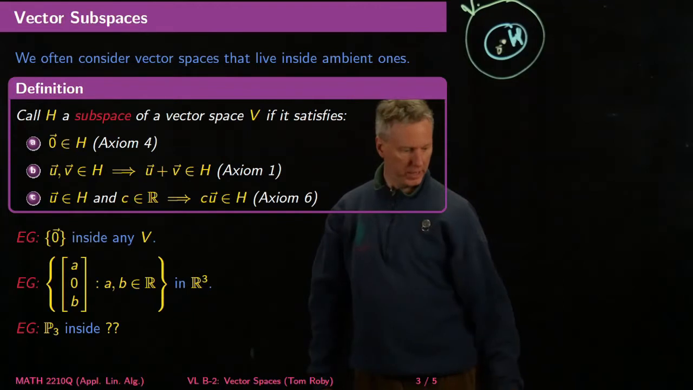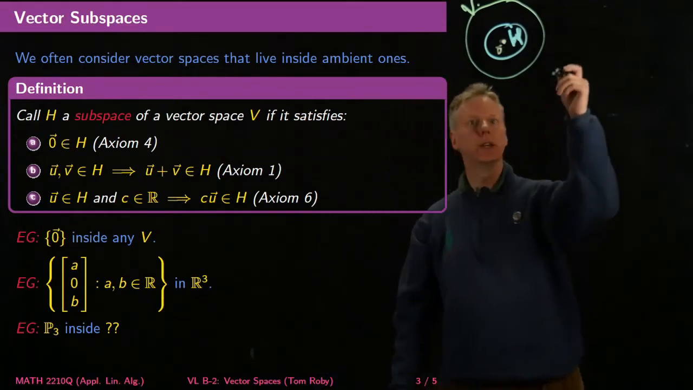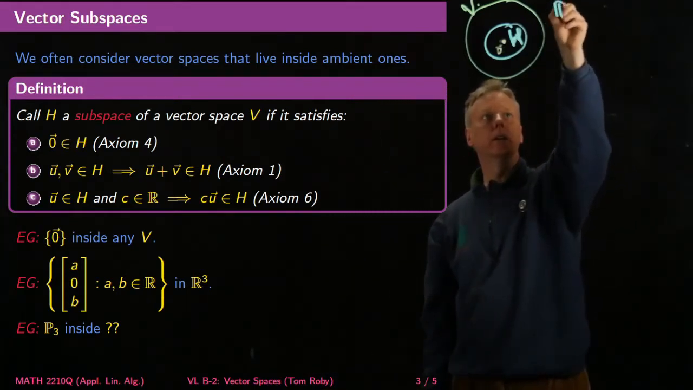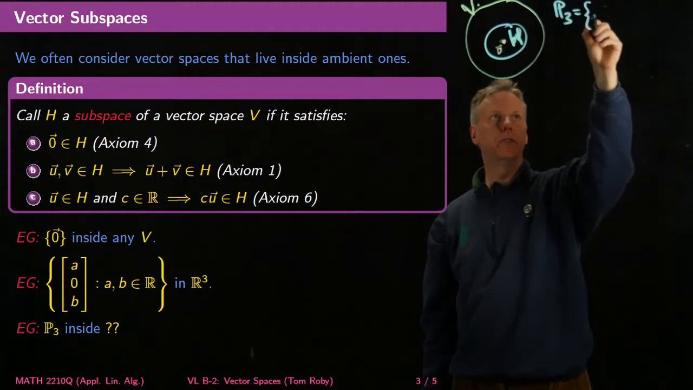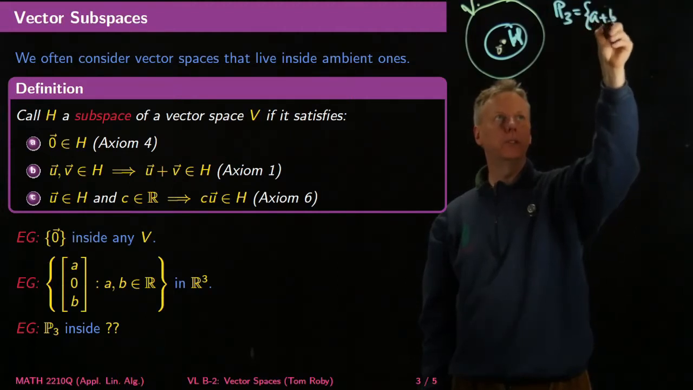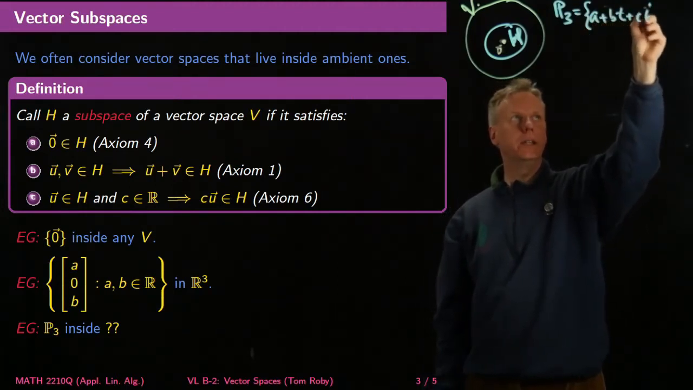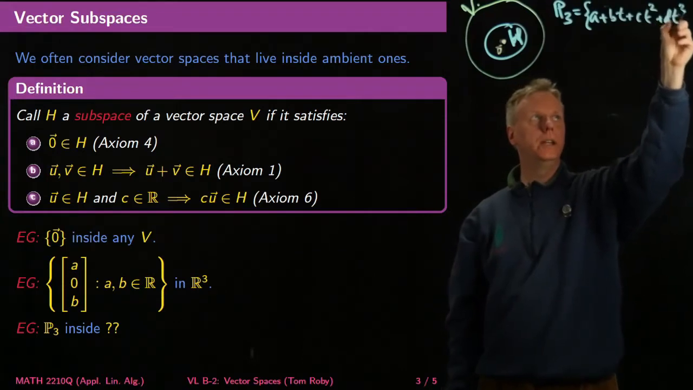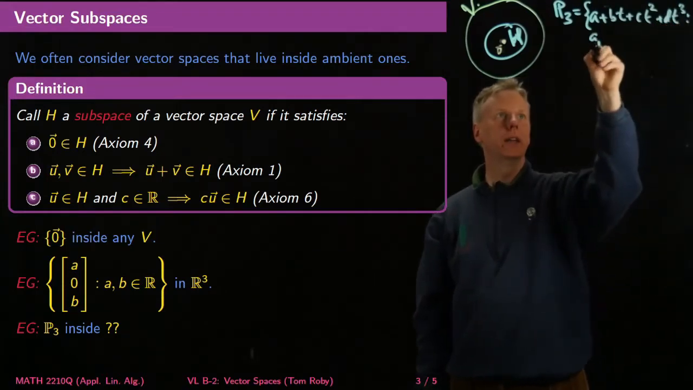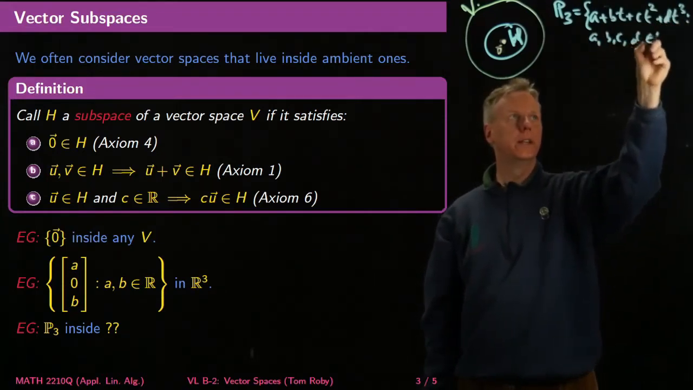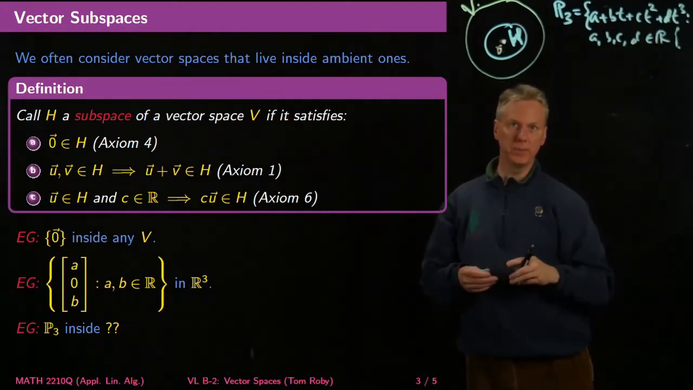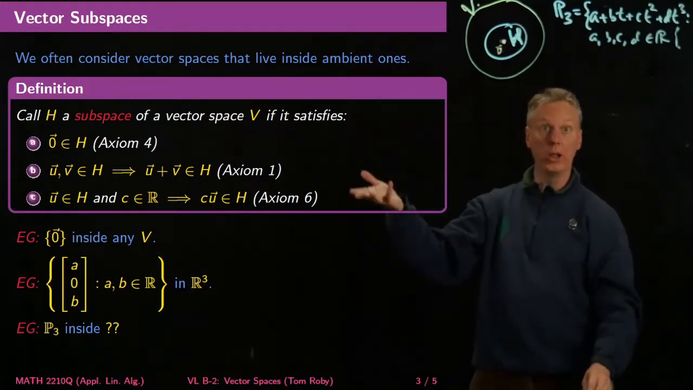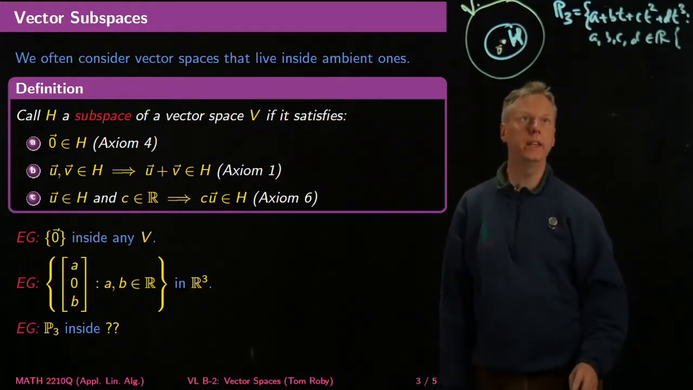And now P3, I need to tell you what P3 is. So P3, I'm going to define to be just the set of all polynomials of degree less than or equal to 3. So it's the set of all a plus bt plus ct squared plus dt cubed, such that a, b, c, and d can be any real numbers. So that's a subspace of the space of all polynomials of any degree.